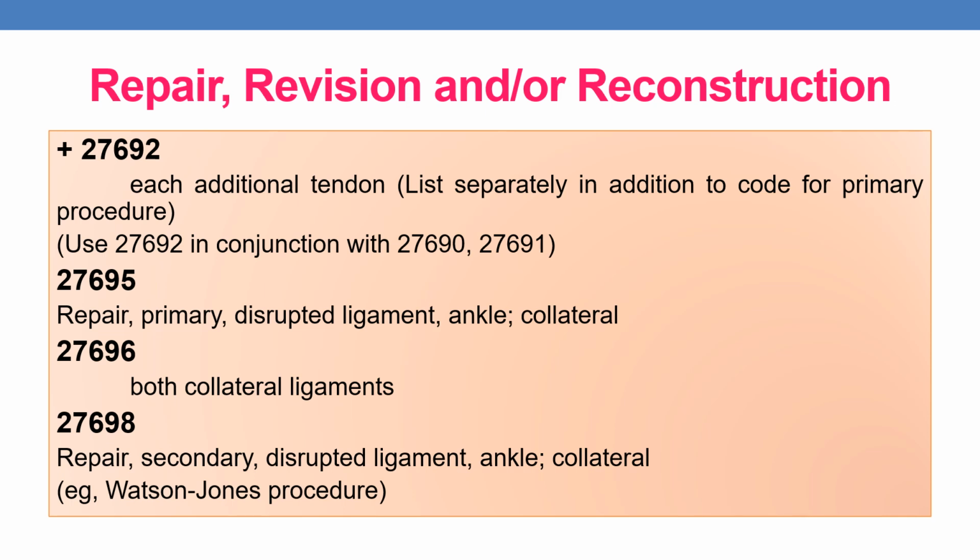The next CPT is 27695. It deals with repair primary disrupted ligament ankle collateral. The next is 27696. Repair primary disrupted ligament ankle both collateral ligaments. The next is 27698. It deals with repair secondary. Previously it is primary, now it is secondary, disrupted ligament ankle collateral. For example, Watson-Jones procedure.